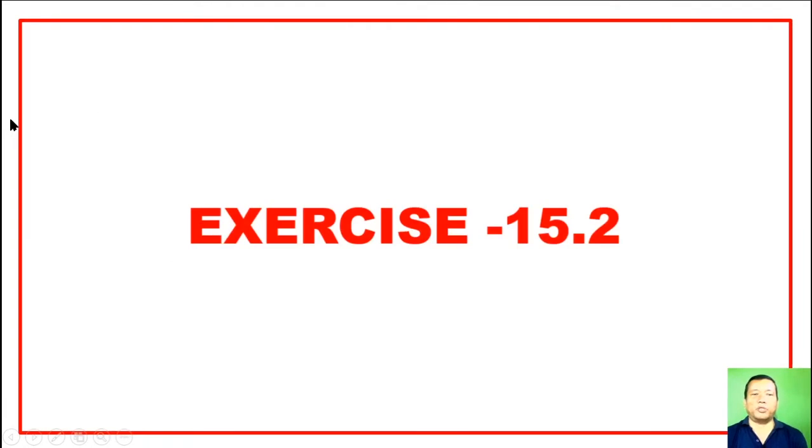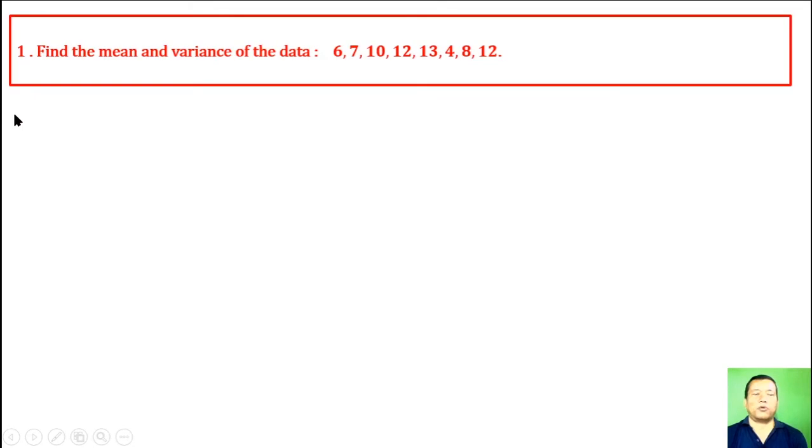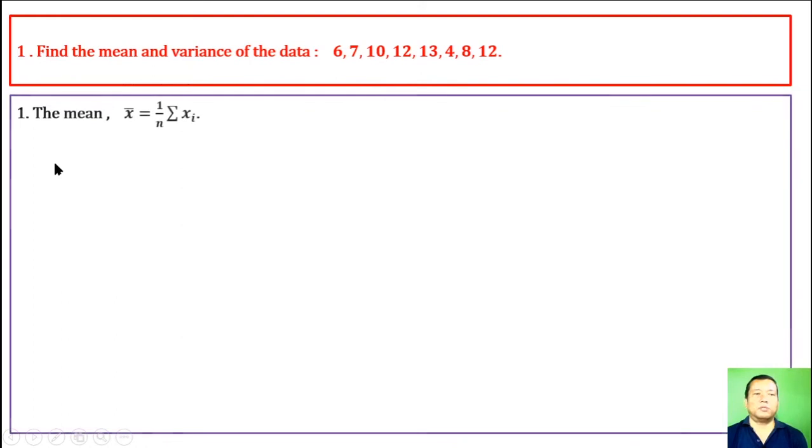Exercise 15.2. Question number 1. Find the mean and variance of the data. The mean x bar is equal to 1 by n times the summation of xi. Here n is 8. We get 1 by 8 times the summation of all the observations. We get 1 by 8 times 72, which gives 9, which is the mean.